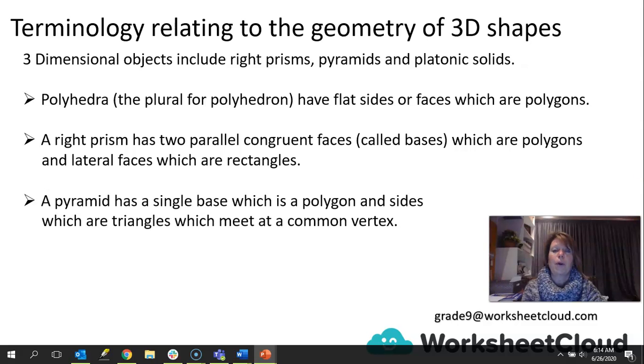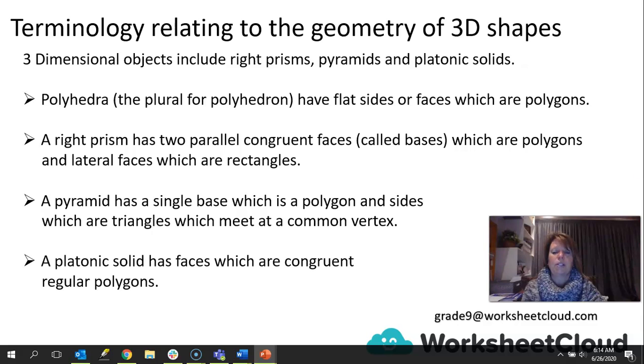All right, a pyramid, as you know, has a single base, which is a polygon, and sides, which are triangles, which meet at a common vertex. Okay, so you can picture that because you all know what a pyramid looks like. And then a platonic solid has faces which are congruent, regular polygons. In other words, all the faces are exactly the same.